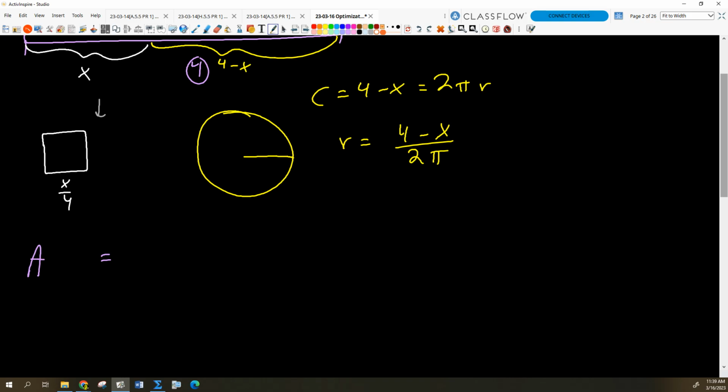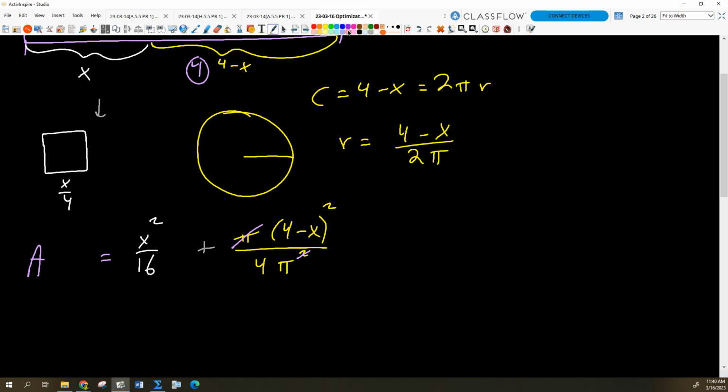How do you calculate the area of a square? Okay, yeah, side length squared. So x over 4 quantity squared. So that's just going to be x squared over 16 plus the area of the circle, which is just pi r squared, right? So that's going to give us pi times r, which is this thing, squared. So pi times, we'll square the top, 4 minus x, quantity squared, and we'll square the bottom. 2 pi squared gives us 4 times pi squared, right? And then we could cancel a pi and just get that, okay?